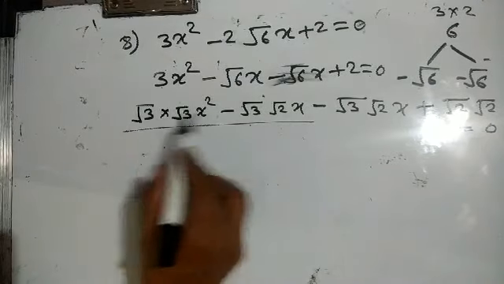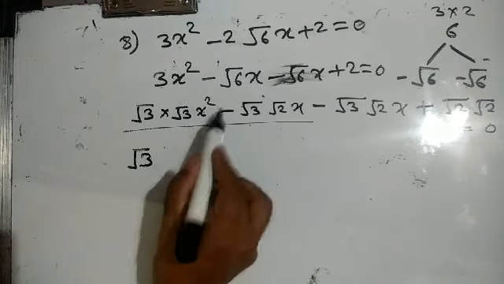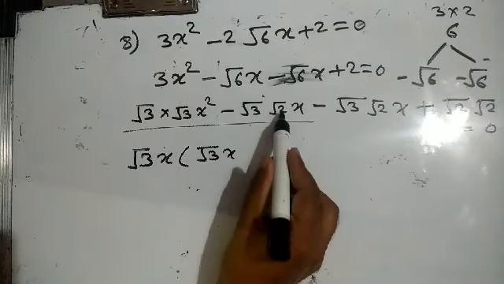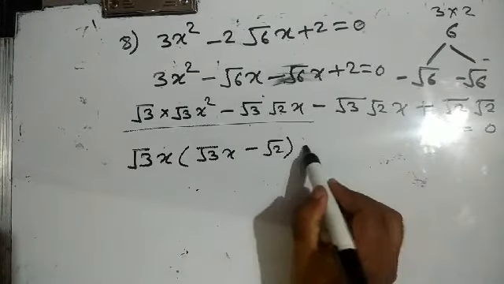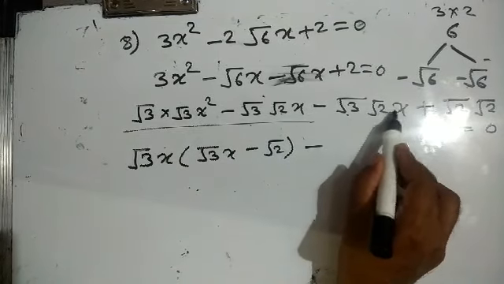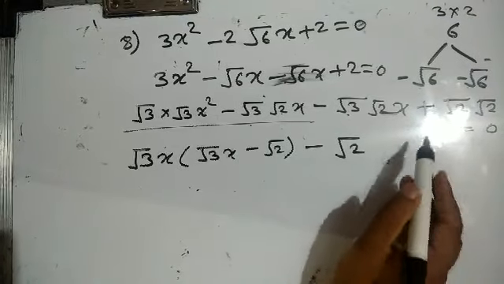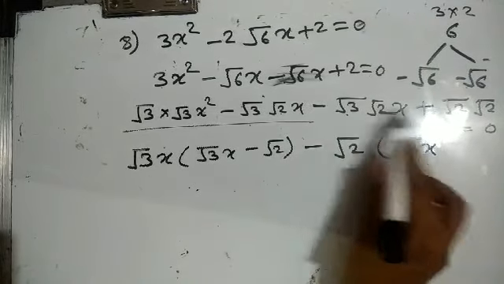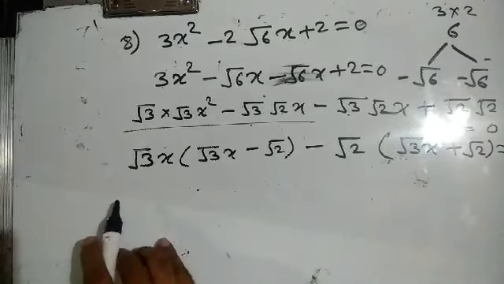Carefully observe this and find out the common elements. √3 is common, x is common. What is the remaining? √3x and this √2. Then here, what is common? √2 is common, and what is remaining? √3x and this √2 is equal to 0.